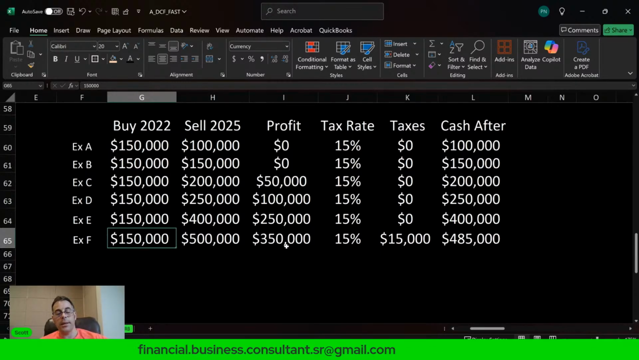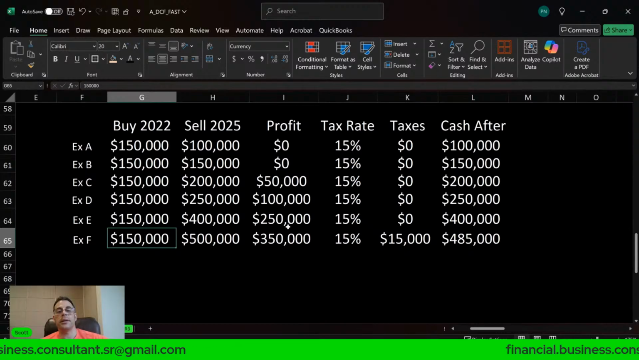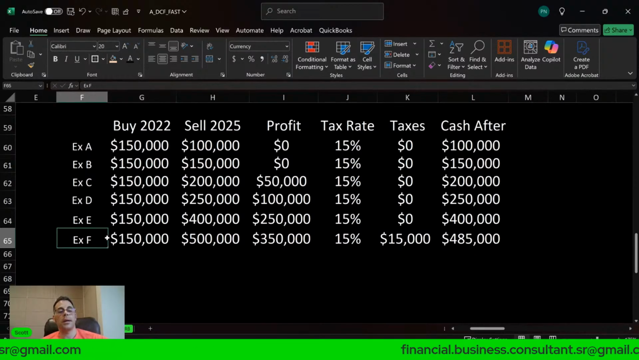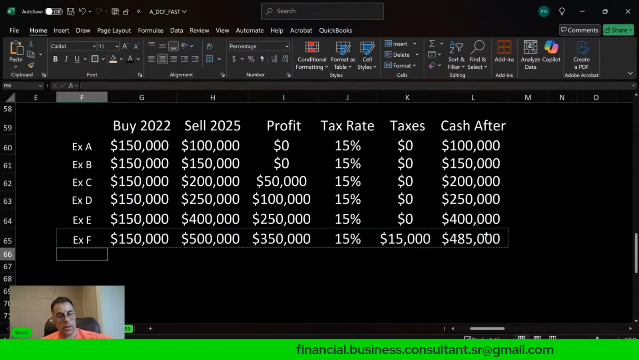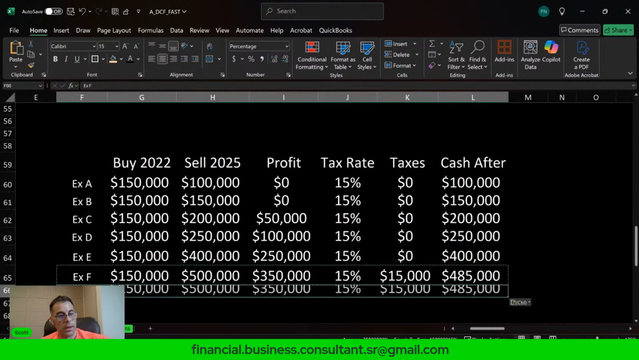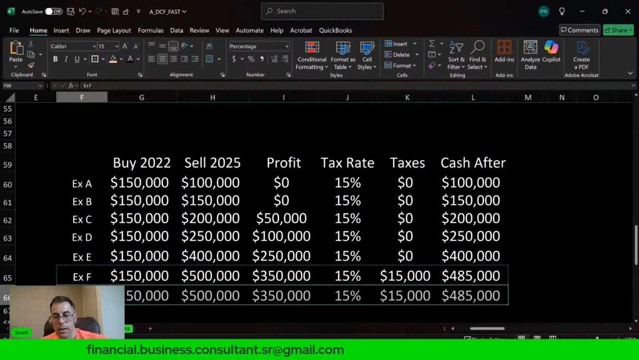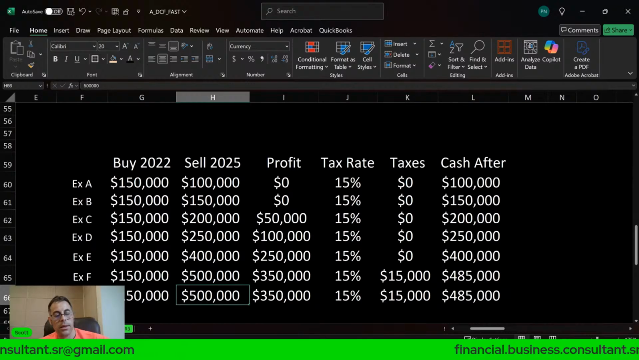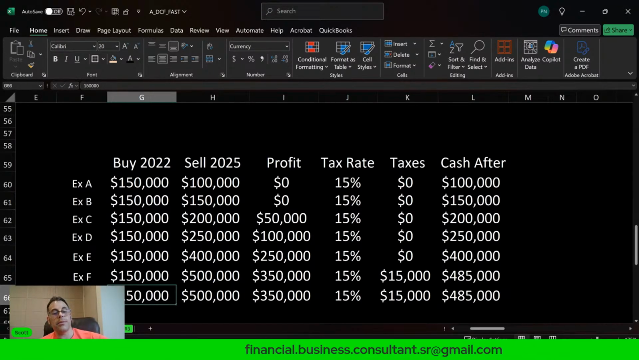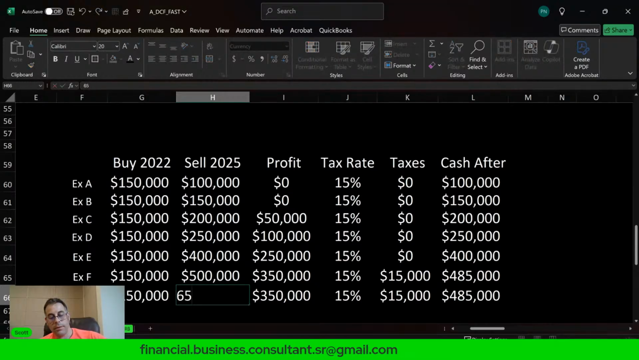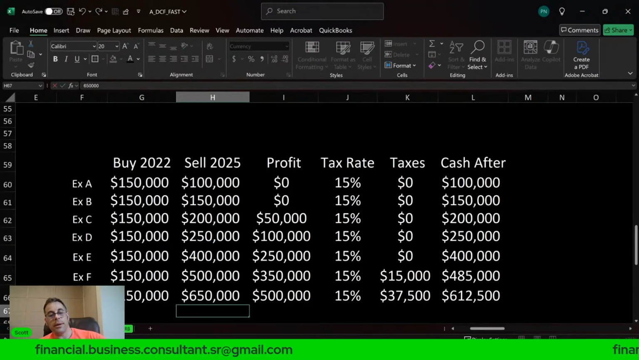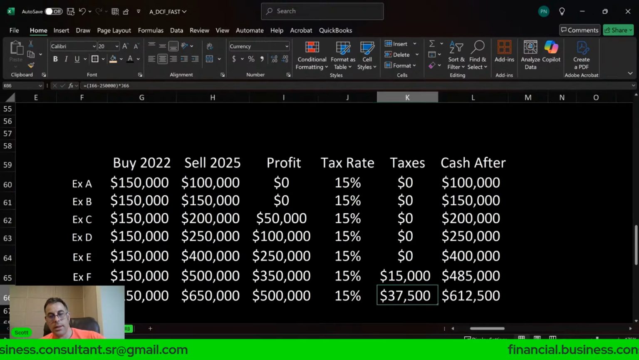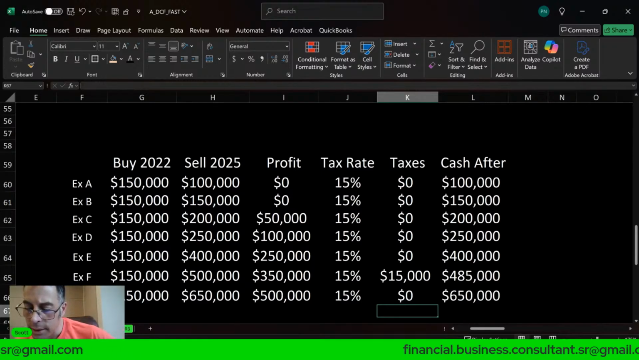Now, if you're married, then you each get $250,000. So you can actually sell a house for a $500,000 profit and still pay no taxes.